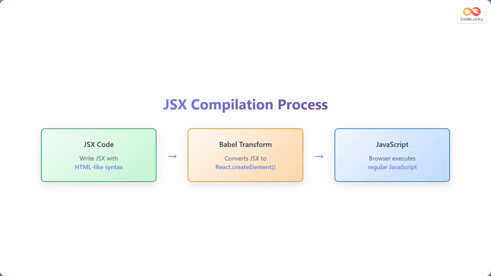JSX code cannot be directly interpreted by browsers. Therefore, it needs to be compiled into regular JavaScript code. This is typically done using a tool called Babel. First, you write JSX code with HTML-like syntax. Then, Babel transforms the JSX code into React.createElement calls, which are regular JavaScript functions. Finally, the browser executes the regular JavaScript code.